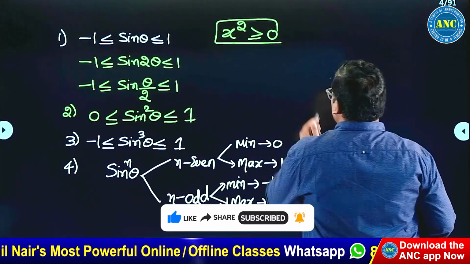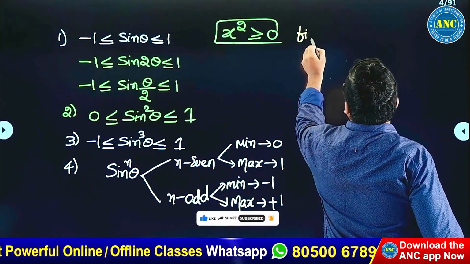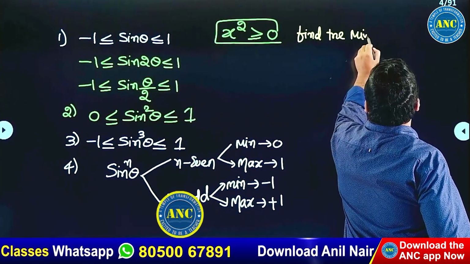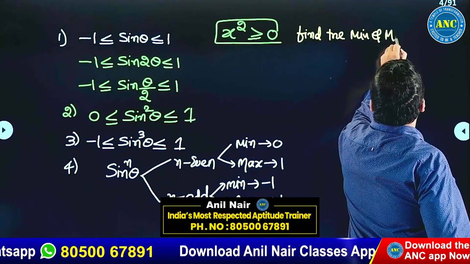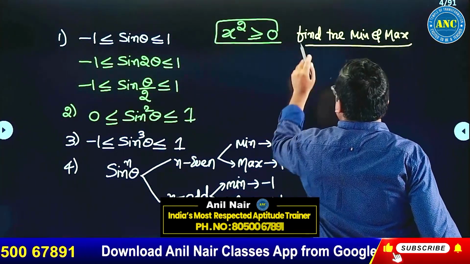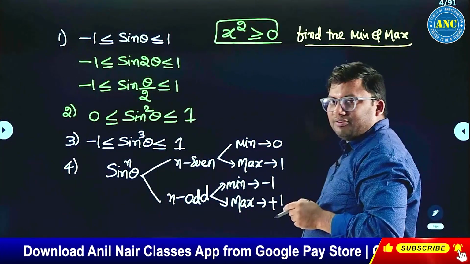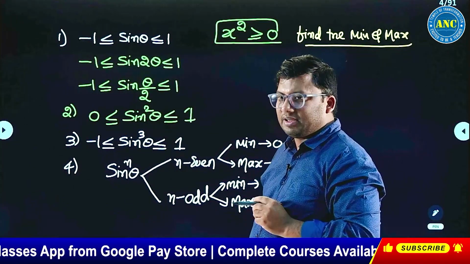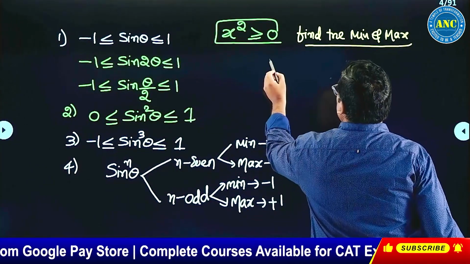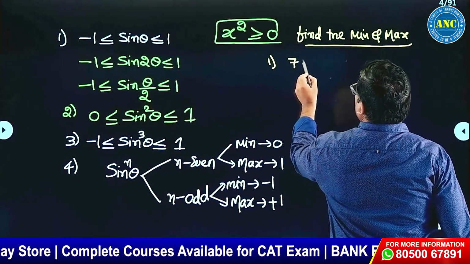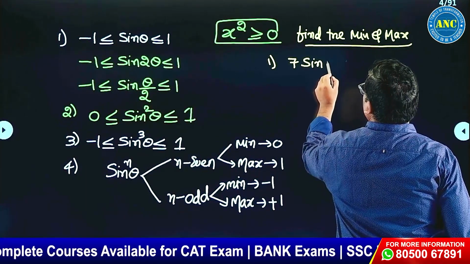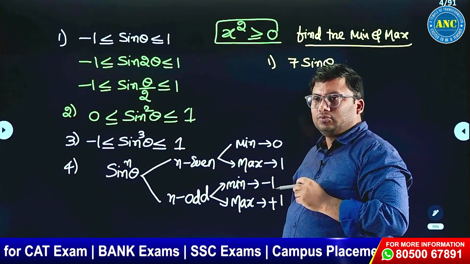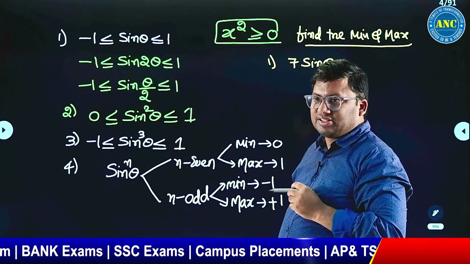Now, based on this, find the minima and maxima. Find the minima and maxima for the following. First question. 7 sin theta. Find the minima and maxima.